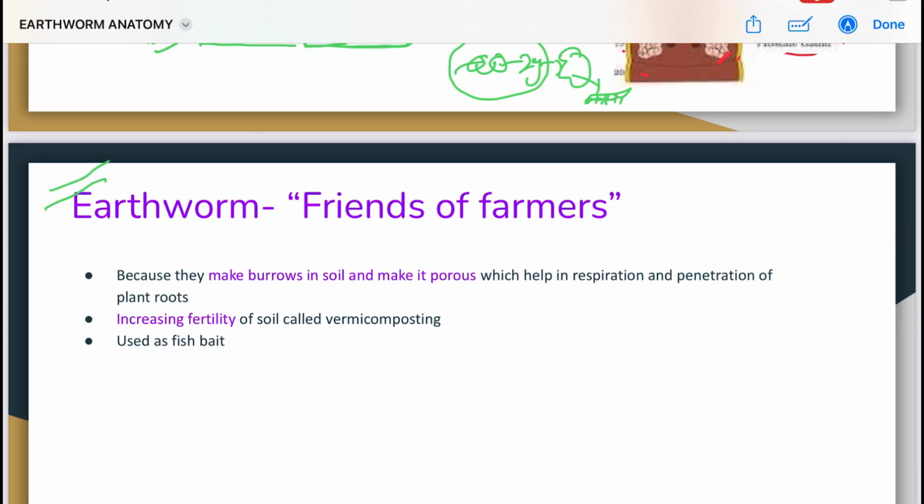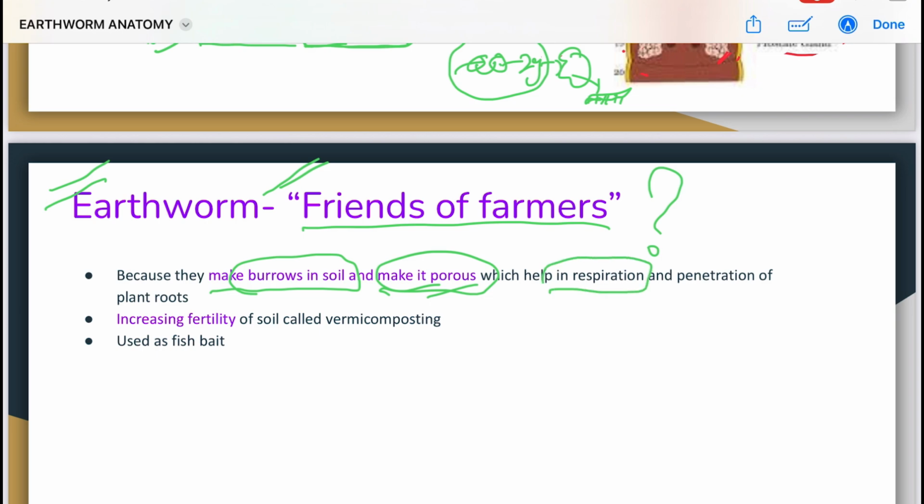The last part is that the earthworm is called the friend of the farmer. Why? Because they make burrows in the soil, create pores, and make it porous. Due to the porous soil, water will be held in the soil, plants can easily respire, and penetration of plant roots is easy.